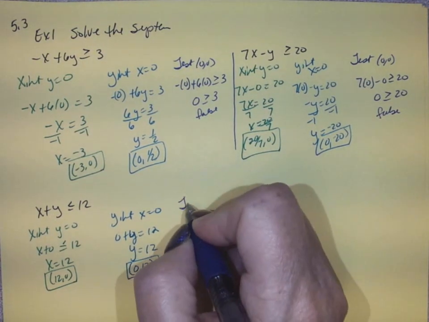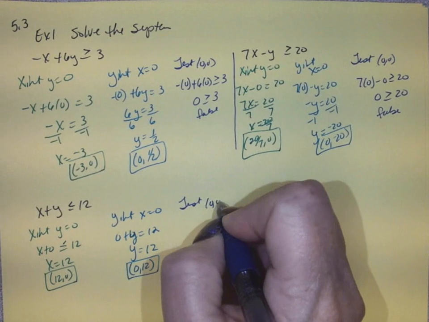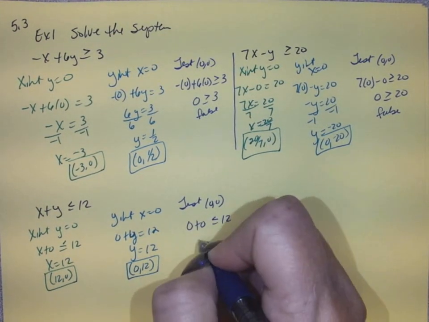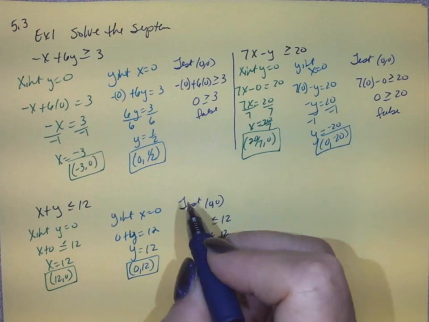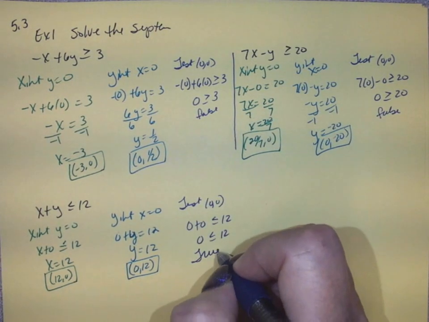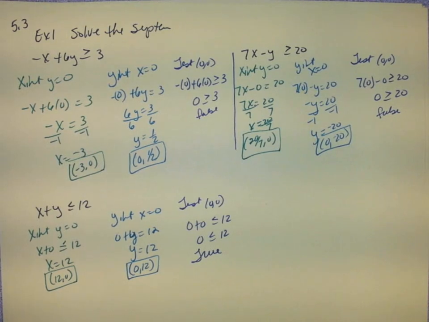Now we'll do our test of 0, 0. So 0 plus 0 less than or equal to 12. It is, so this will be true. So that means that 0, 0 is in the solution for that.